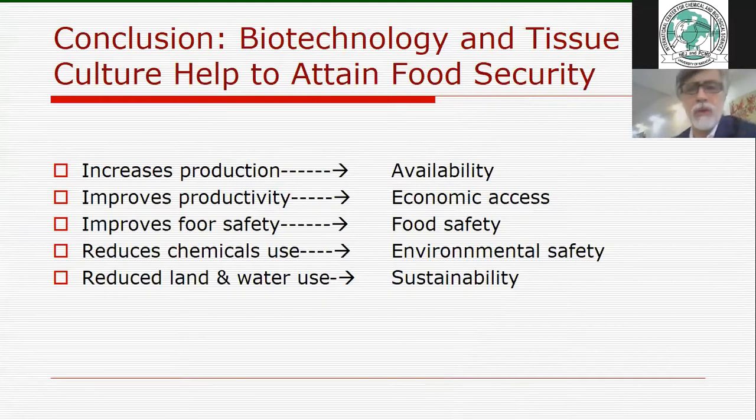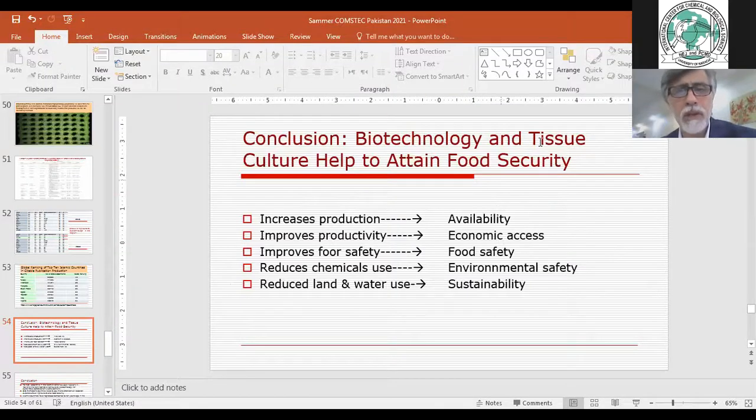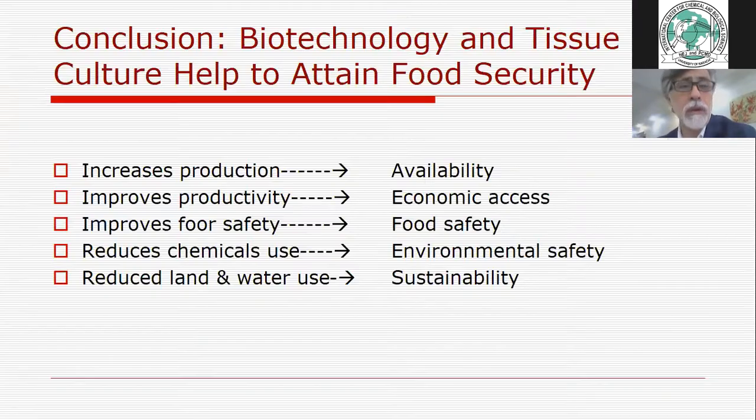Okay, let us conclude. I have only a few slides for conclusions. In conclusion, I have to say that biotechnology and tissue culture help to attain food security. How? They increase production, therefore availability part of the food security is already there.